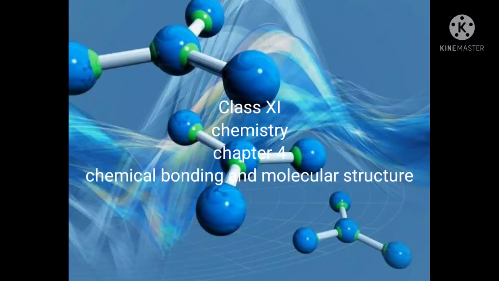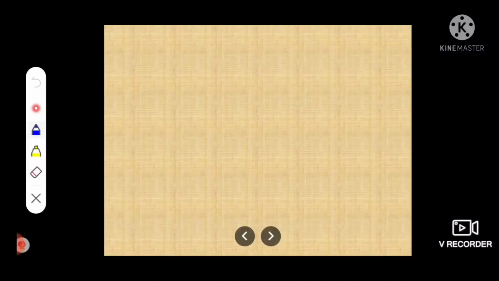In this video we will discuss formal charge and ionic compound. In the previous section we had discussed Lewis symbols. Let us look at some more examples of Lewis symbols. Lewis symbol of sodium. Draw the electron dot structure of sodium.